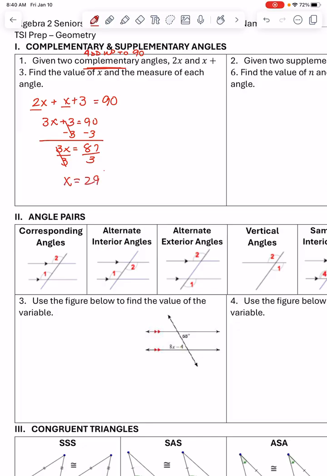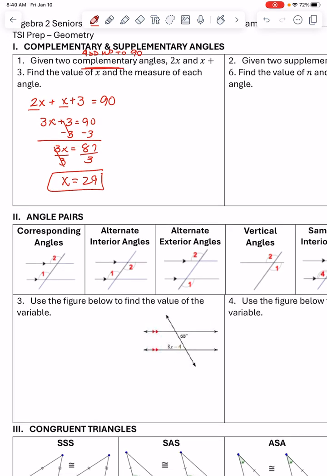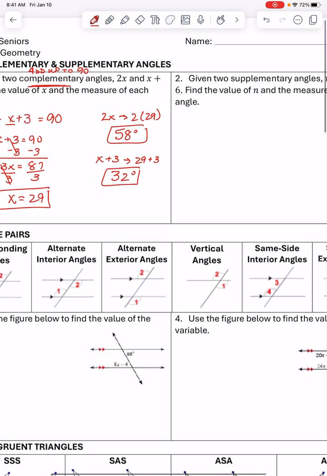Okay, so there's our value of x, and it also says find the measure of each angle. So our two angles were 2x and x plus 3. So we just found x. So if we go 2 times 29, that would give us 58 degrees. And then 29 plus 3 would be 32 degrees. Okay, and if we check, 58 plus 32 is 90. So we're good there, right?